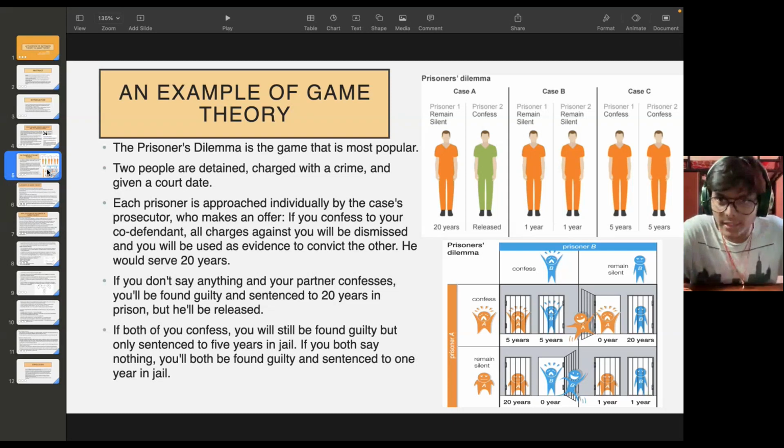Understood? You can refer to the diagram. Let me bring this in. Yeah, prisoner one and prisoner two, right? So there are cases. Here we are given four cases: the first case, second case, third case, and fourth case, right?